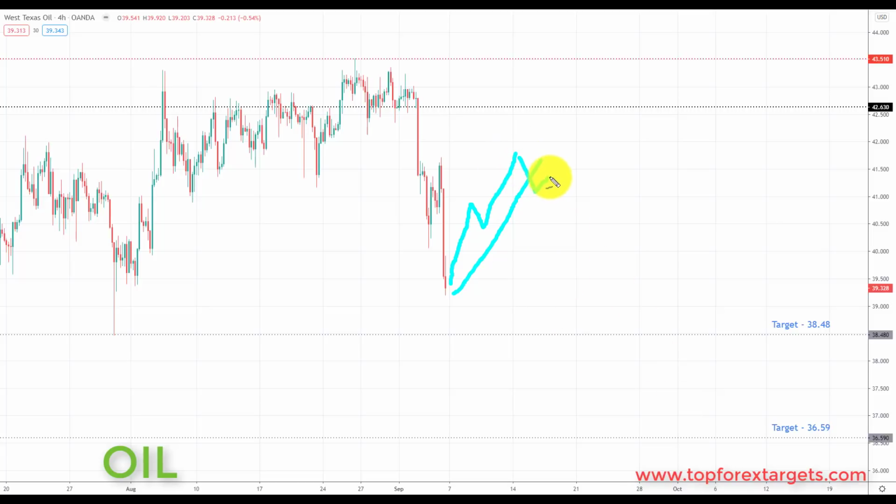And we're going to be looking at initiating shorts down towards the next key area of support to the downside and the target set at 38.48. And if we can get a breakthrough here, I'm going to be looking down towards the next key area of support to the downside and target 2 at 36.59.